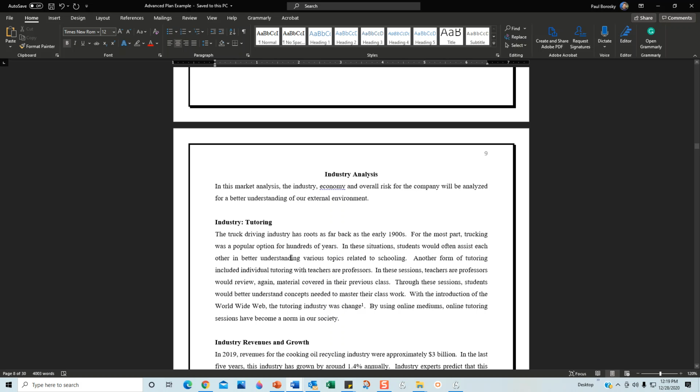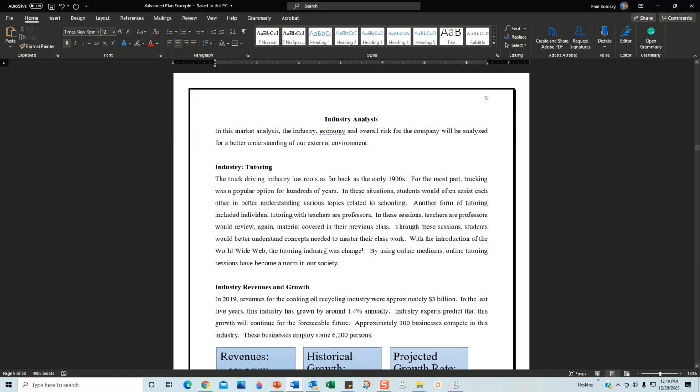Next is going to be industry analysis. For the industry analysis, I am going to first introduce the company, and introduce the industry that you're going to be competing in on a national level. I get this information from IBISWorld. They are a third-party research company, one of the country's leading third-party market research organizations. So I pull the information from that entity.